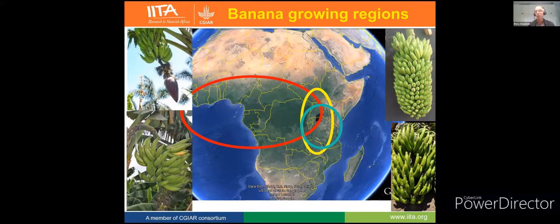And in the green circle, we have the so-called mchare bananas. These are diploids, but these are huge, they produce big bunches. And these are important bananas, again, as a staple food crop. They all need to be processed. All the bananas you see here today are cooked or boiled or fried. They are rarely consumed raw.